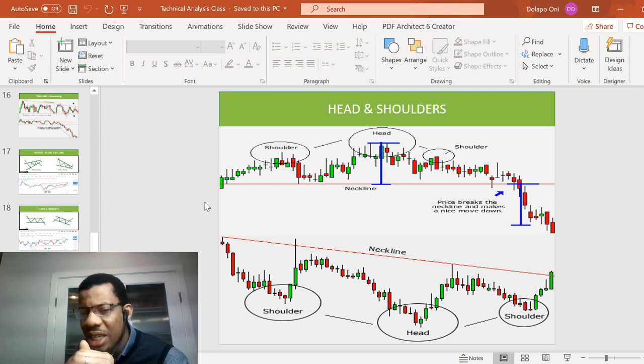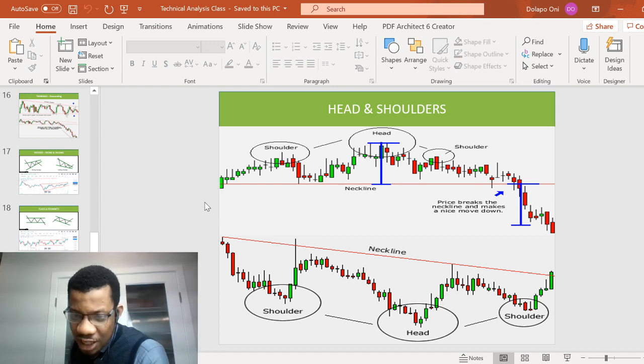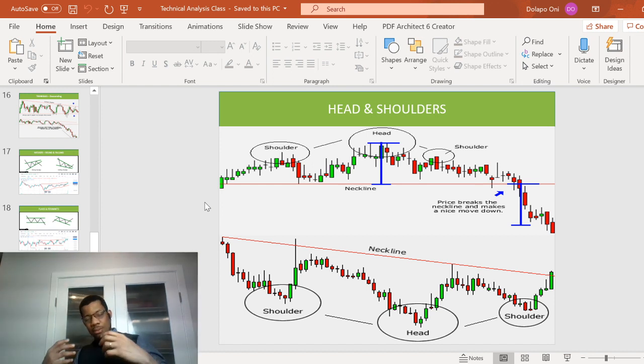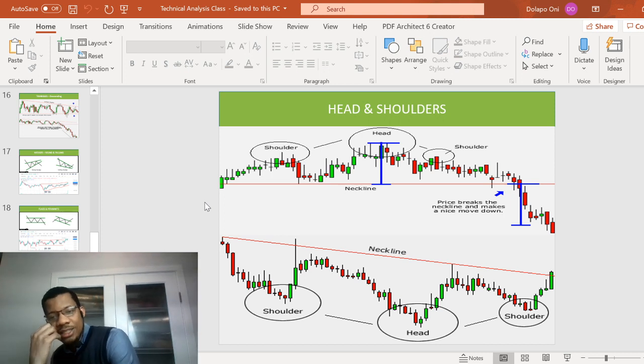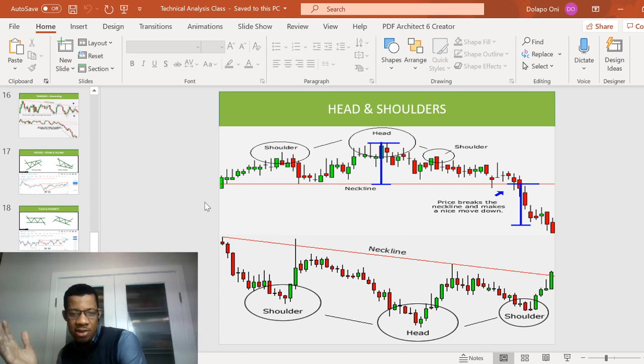The shoulders should be at the same height. Now, I say this because the experience I've had with markets is that these patterns have principles behind them, and those principles never really change. But the pattern in which the price chart will show up may differ.